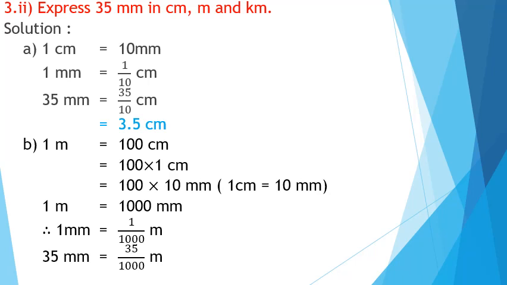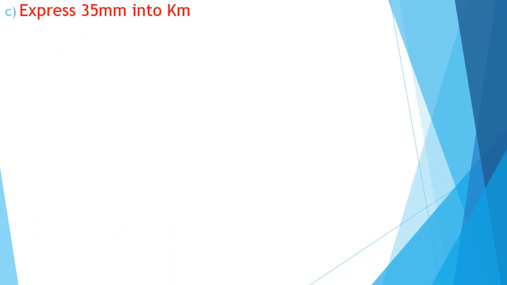So, 35 millimeter equal to 35 upon 1000 meter equal to 0.035 meter. It is not compulsory to write all the conversion from 1 meter to 1000 mm. Till that, you can directly write 1 millimeter equal to 1 upon 1000 meter. Next, conversion of 35 millimeter into kilometer.